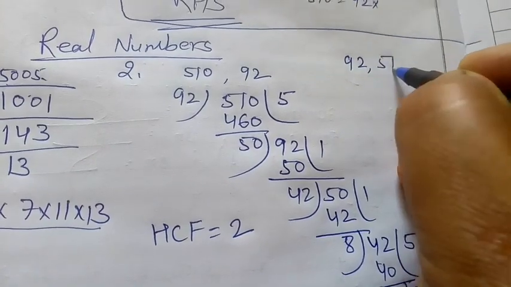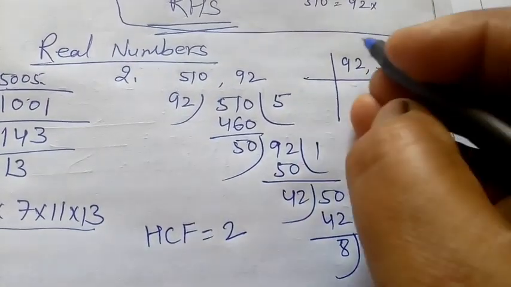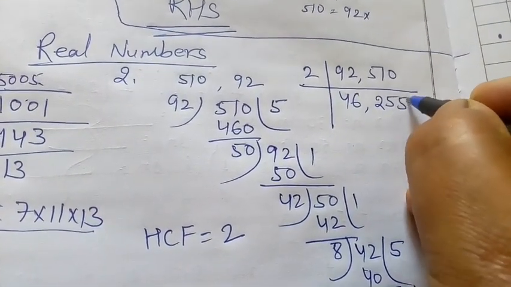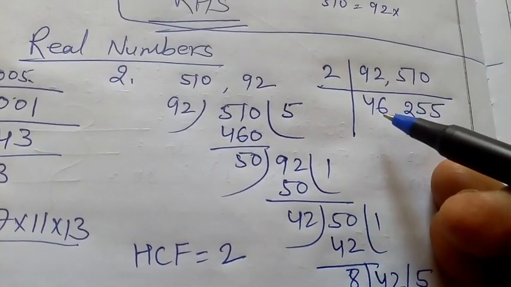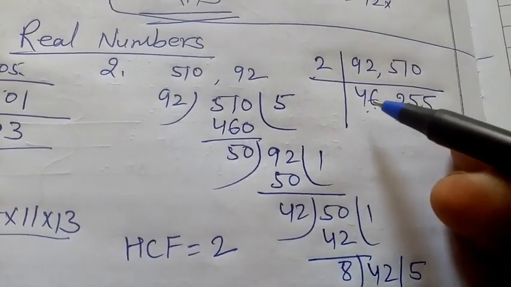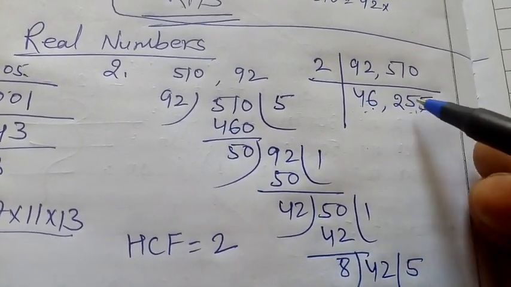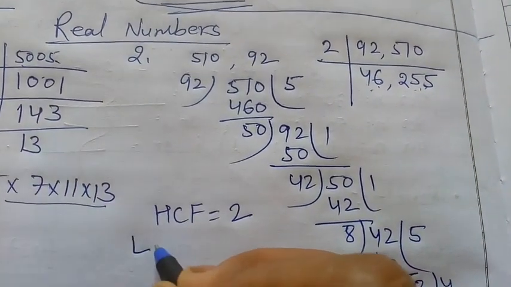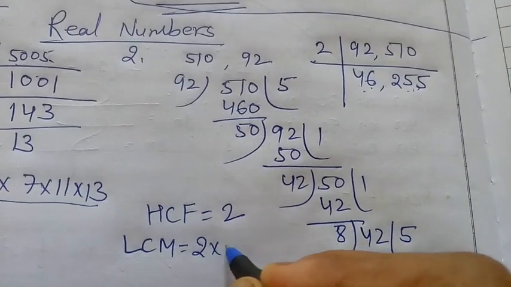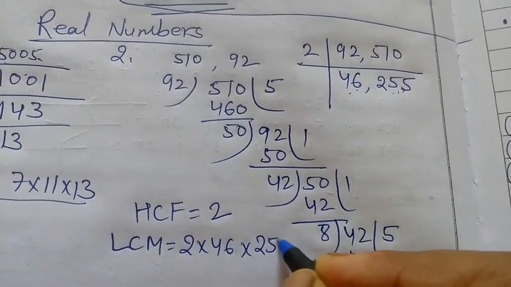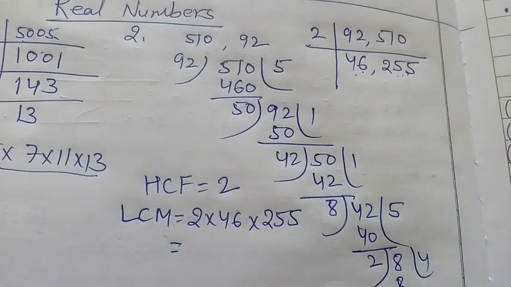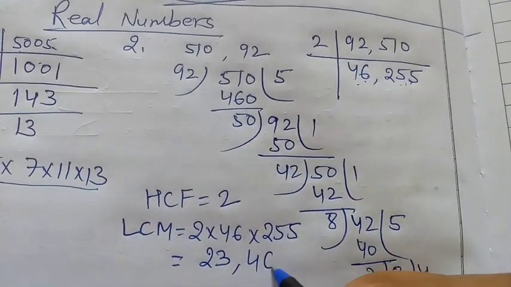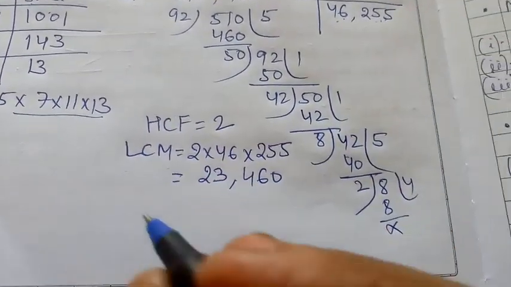92 and 510. This is also by long division. 2, 46, 255. These two numbers will not cancel by 2, nor by 5, 3, etc. There is no common factor between 46 and 255. Therefore, LCM equal to 2 into 46 into 255. Now, you can multiply, you will get 23,460. Now, verify the result.